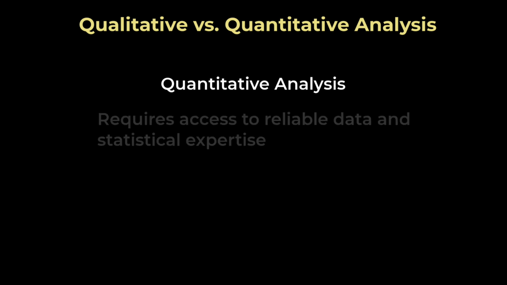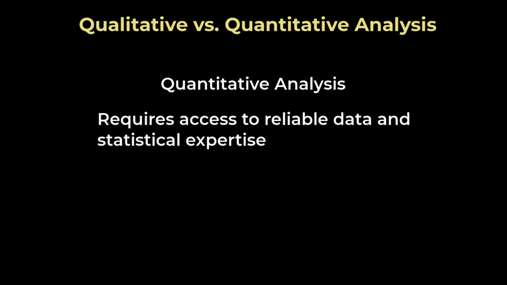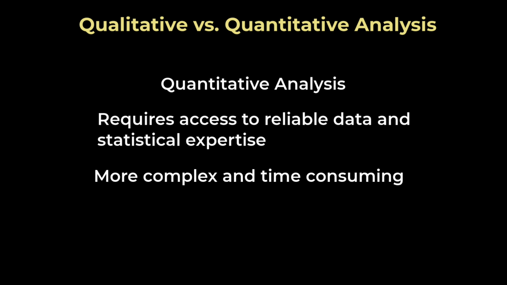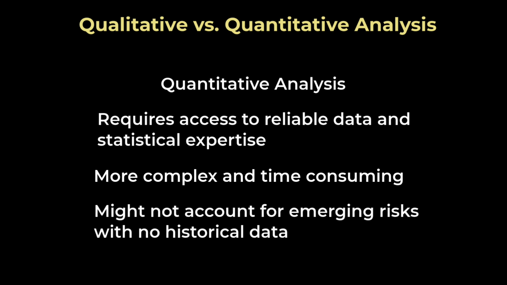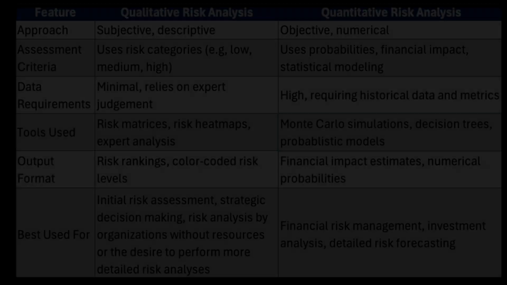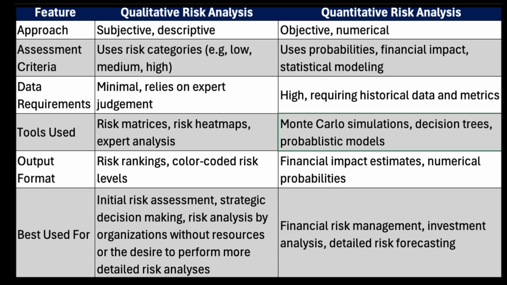Limitations include: requires access to reliable data and statistical expertise, more complex and time-consuming compared to qualitative analysis, might not account for emerging risks with no historical data. Hybrid risk analysis uses some of both the qualitative and quantitative approaches. A common approach, shown in the walkthrough in Video 3, uses the qualitative approach as a foundation, adding dollar and other numerical estimates as needed.